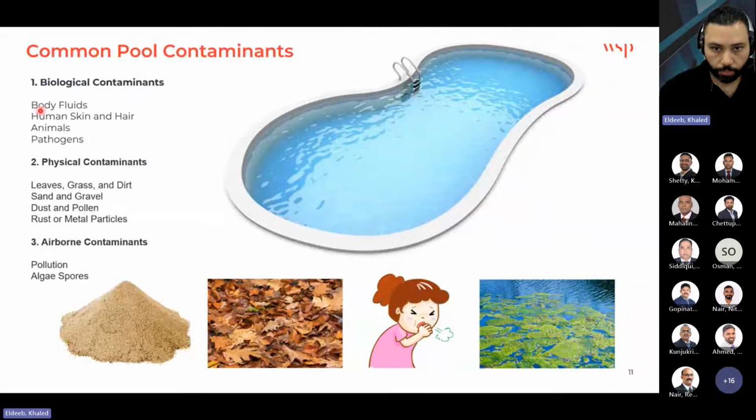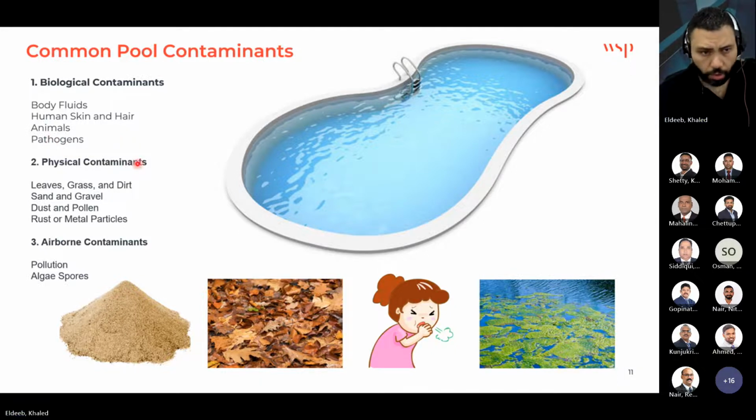First, the biological contaminants, which are usually introduced by humans, animals, and the environment around the pool. So we have body fluids, like sweating, urine, like children urinating in the pool, vomiting, blood, and so on. Also human skin and hair. Regarding animals, also birds and insects that accidentally enter the pool, and diseases, pathogens. We are referring here to harmful microorganisms like viruses from human or animal waste.